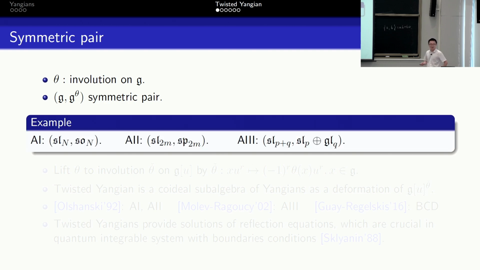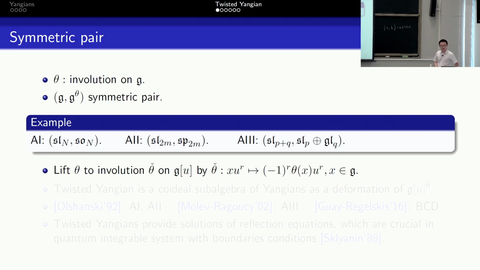For example, for type A, you have these three kinds of symmetric pairs, AI, AII, AIII. In this case, we can lift theta to the current algebra by using the following formula. In other words, theta check sends u to minus u.